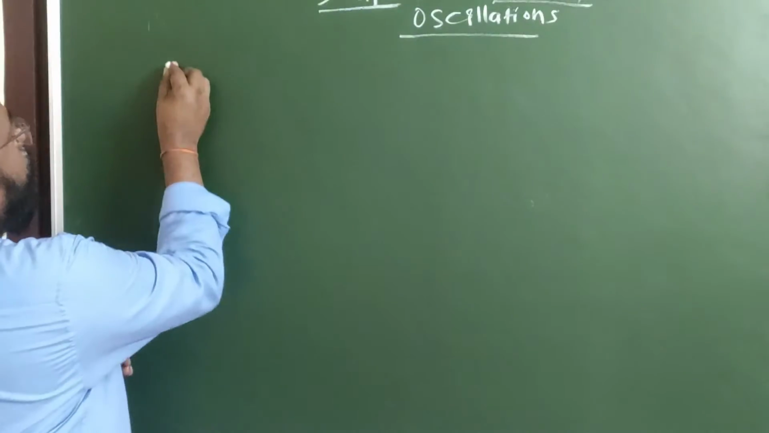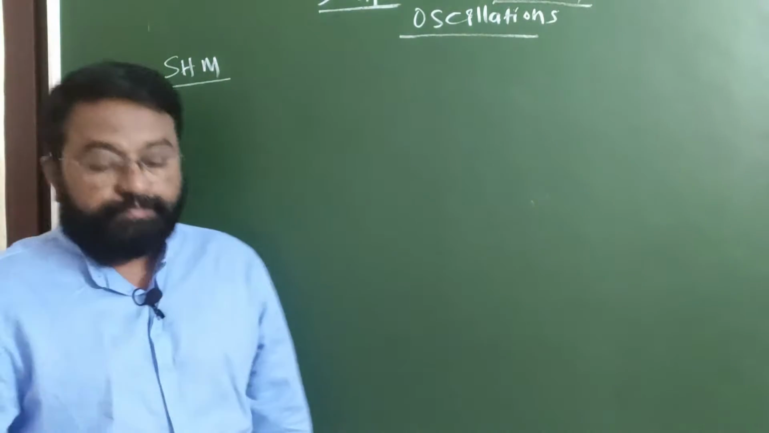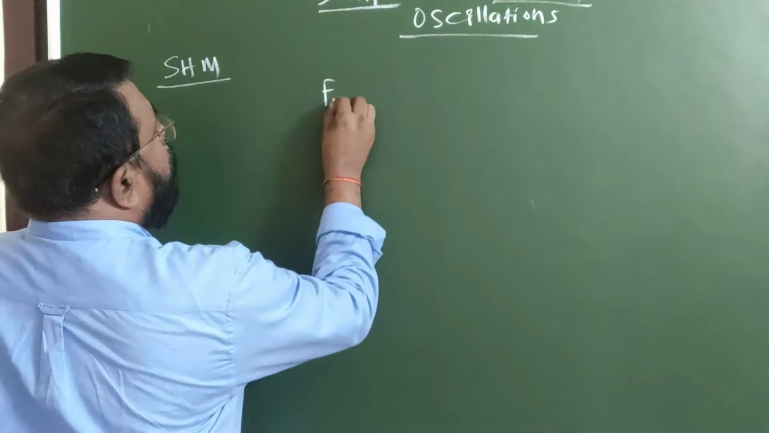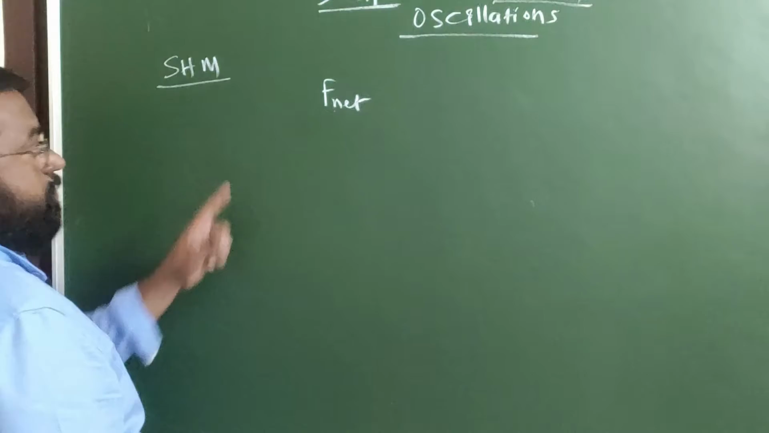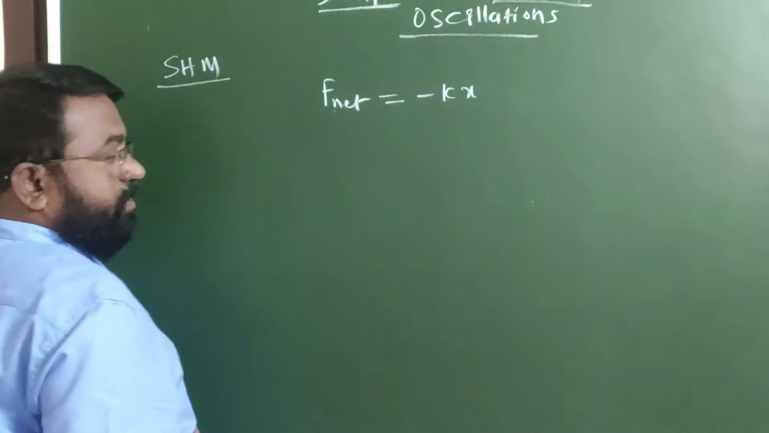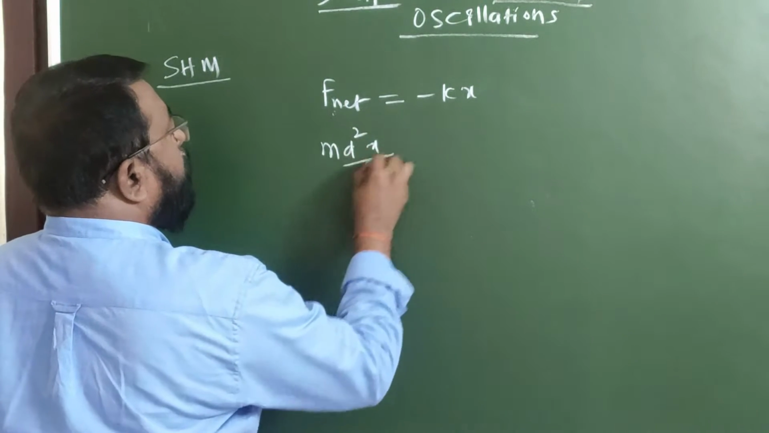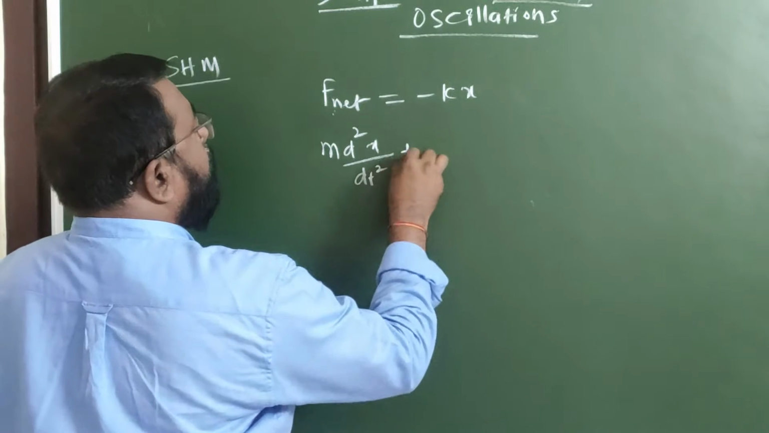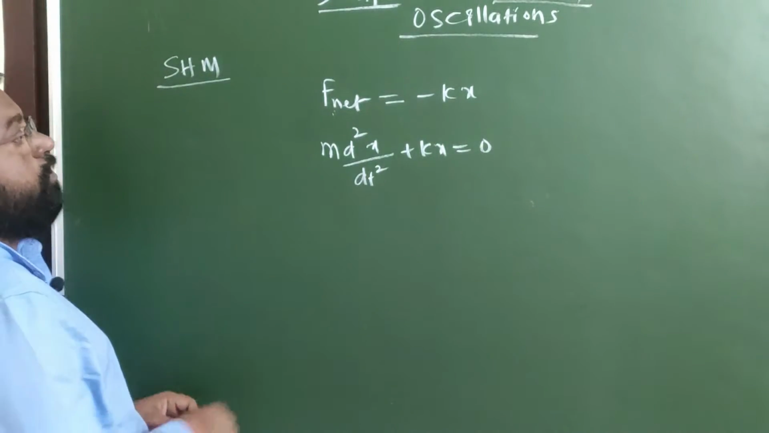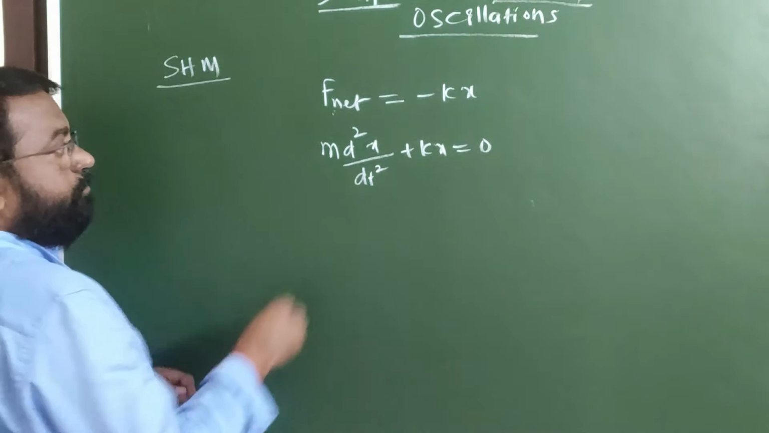See here, for simple harmonic motion, the restoring force, only one force is acting, that is the net force F net, the restoring force, minus Kx. This becomes m d squared x by dt squared plus Kx is equal to 0. This is the differential form of simple harmonic motion.